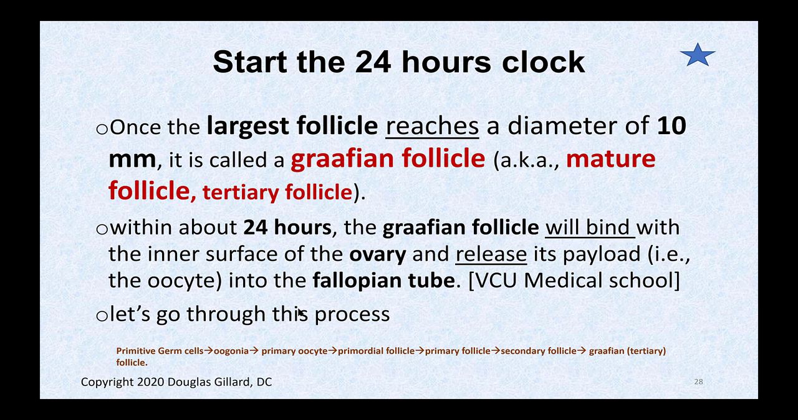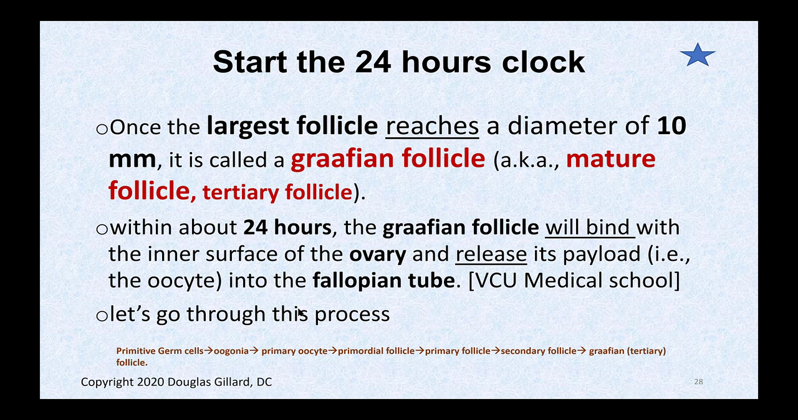So 24-hour clock. In 24 hours here, we're going to have ovulation. So the largest follicle, once it reaches about 10 millimeters in size, it's going to get a new name. It's called the graafian follicle. Sometimes it's called the mature follicle, sometimes the tertiary follicle, because we had a primary and secondary. But graafian follicle is the most common.